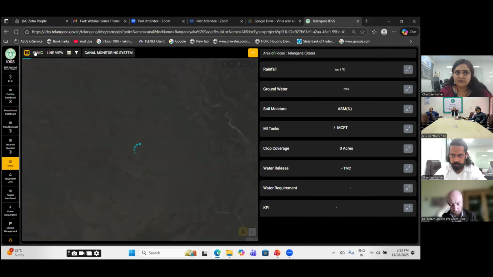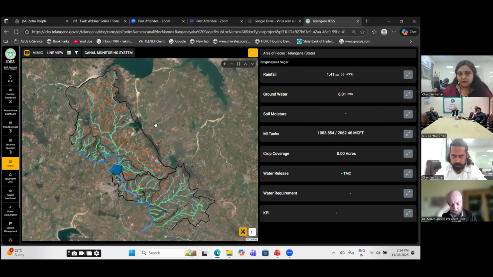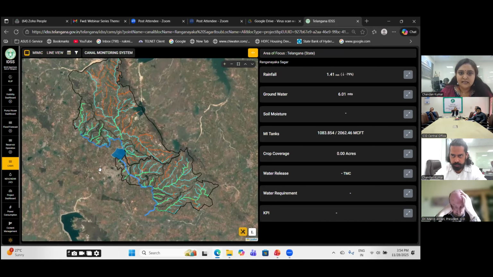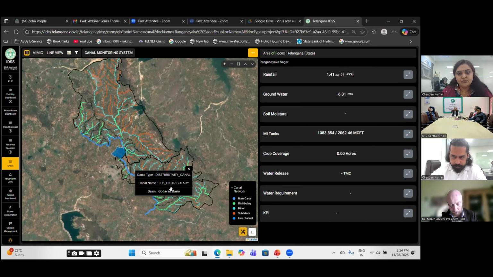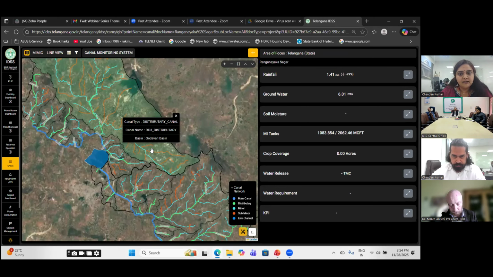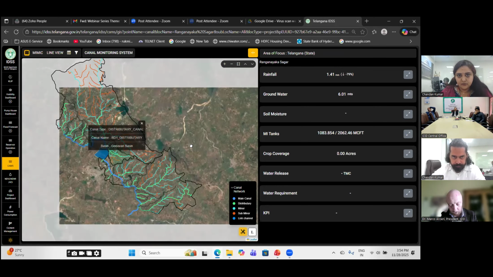Now coming to the CAMS dashboard. So canal management services, this is the main part of the work where we are actually taking one pilot area of Ranganayak Sagar. Ranganayak Sagar is divided into the left main canal and the right main canal. So this is all the left main canal. These are all the right main canal. We have different canal networks, like we are going to work on the main canal, distributary, minor, sub-minor. These are the sub-minors and the link canals. So this is all about the whole area.